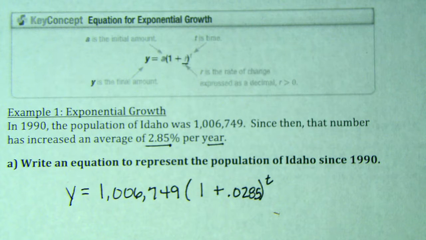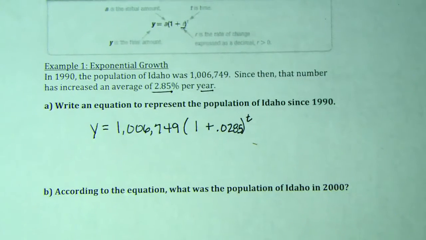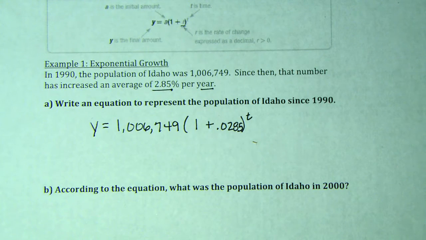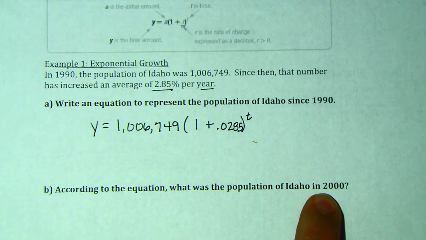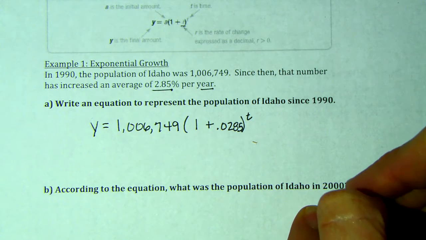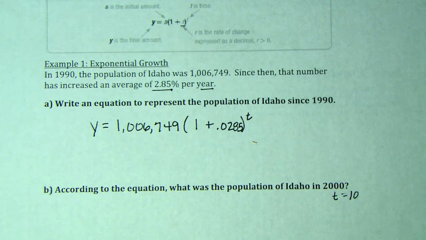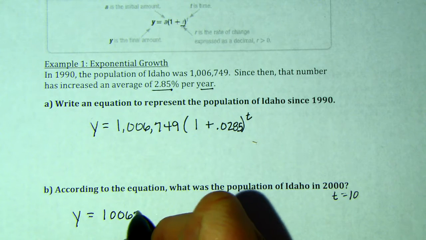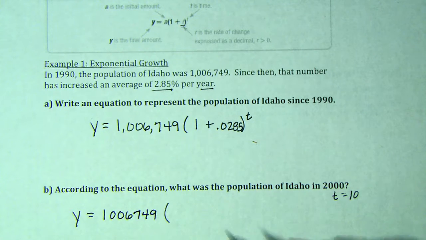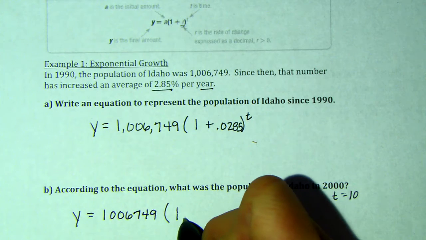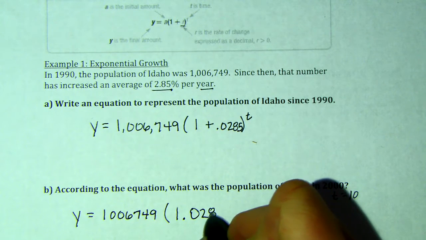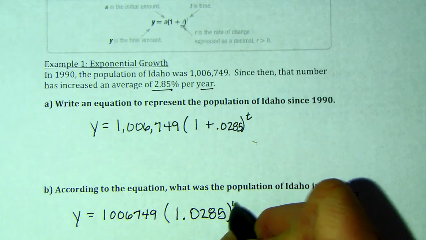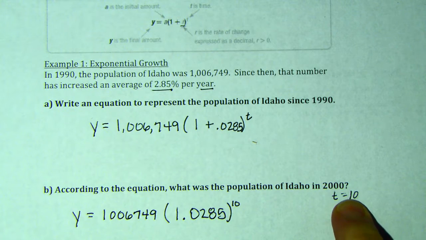Okay. So now for B, they ask us to use that equation to find the population of Idaho in 2000. Well, first of all, 2000 is how many years after 1990? 10. So t is going to be 10. So here's where you get to plug it in. Now, if I were you, I'd simplify this out a little bit. What I mean by that is I would actually add the 1 plus 0.0285, so 1.0285, and that is going to be raised to the 10th power because years is 10.